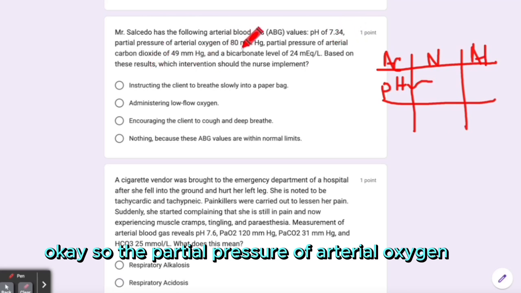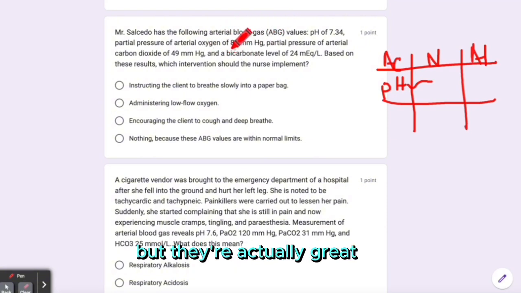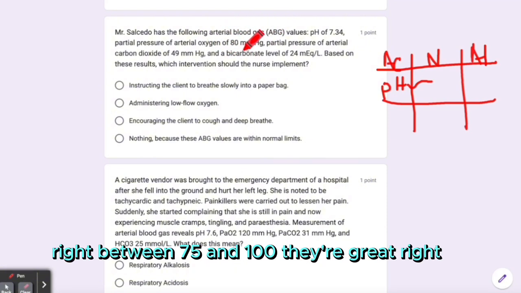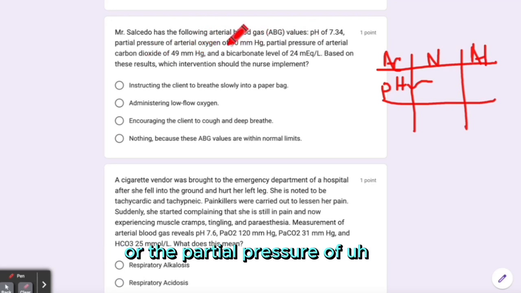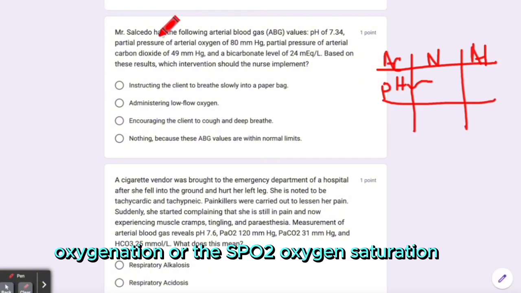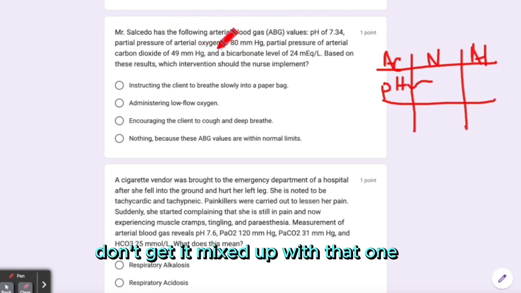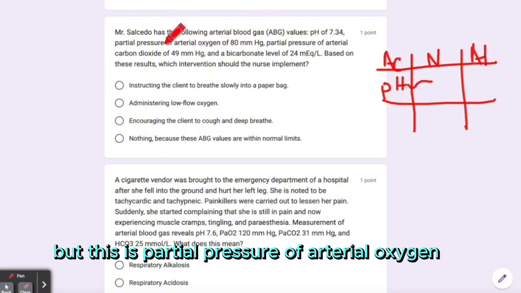So the partial pressure of arterial oxygen, nice to know but not extremely necessary to know, but they're actually great, right? Between 75 and 100, they're great. Don't get it fooled with the SpO2, the oxygen saturation. Don't get it mixed up, because that would be pretty low if that was SpO2. But this is partial pressure of arterial oxygen and it looks fine.